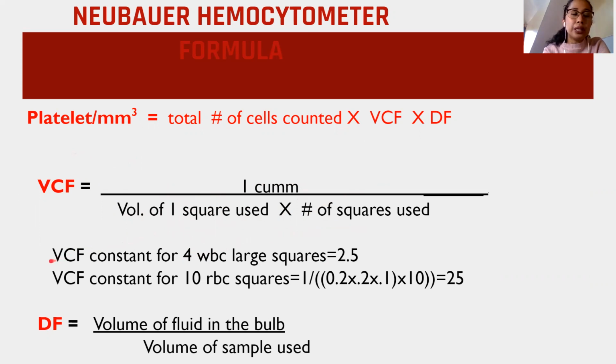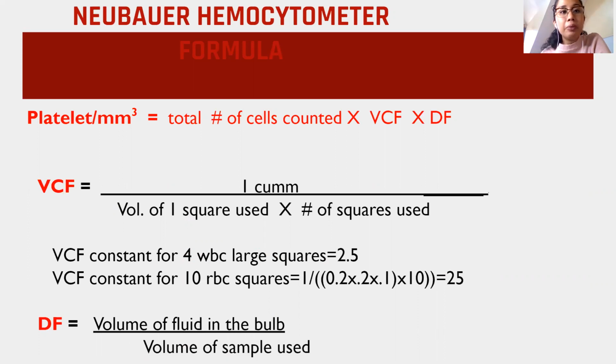Paano computein ang VCF ng WBC square? So, 1 divided by 1 times 1 times 0.1, times 4. So, 2.5 ang sagot. So, mag-iiba ang VCF, class. Pag sinabi ko, nagbilang ang medtech sa tatlong WBC large squares lang, di ba? So, I think that's your QFR. Gagawa na lang ako ng computation nyo.